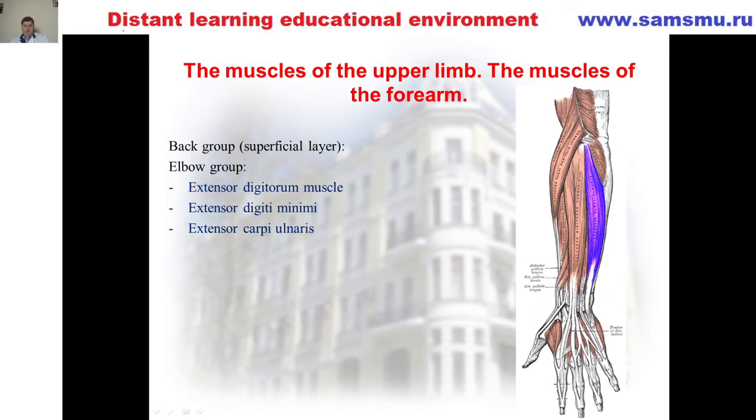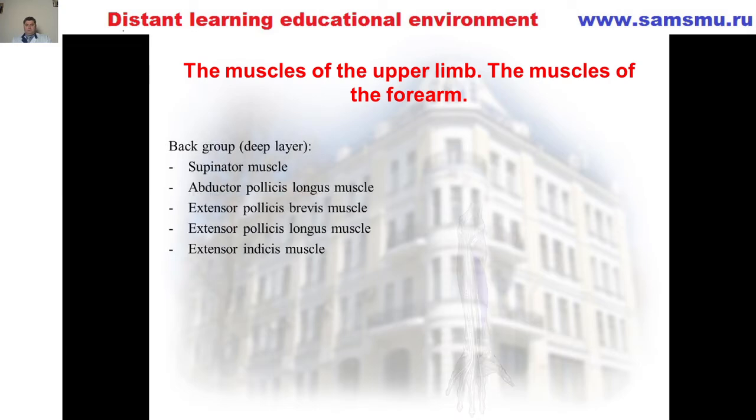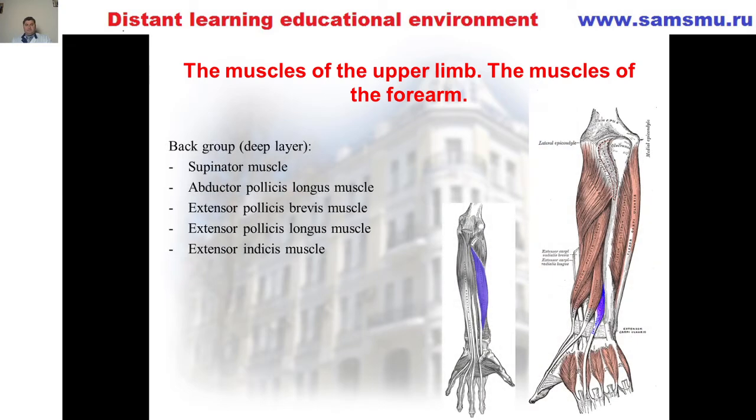Action: accomplishes dorsal flexion of the wrist and adducts the wrist to the ulnar side. The last action is performed with the flexor carpi ulnaris muscle. So next we'll talk about the deep layer. You may see and read the names of these muscles. So, supinator muscle.